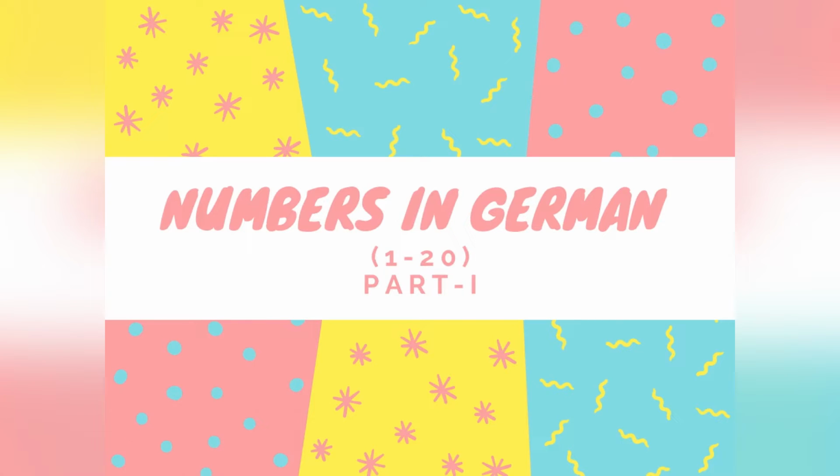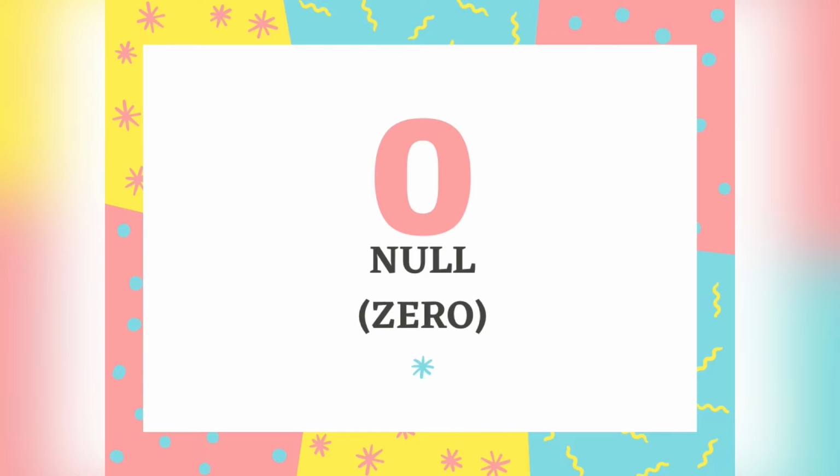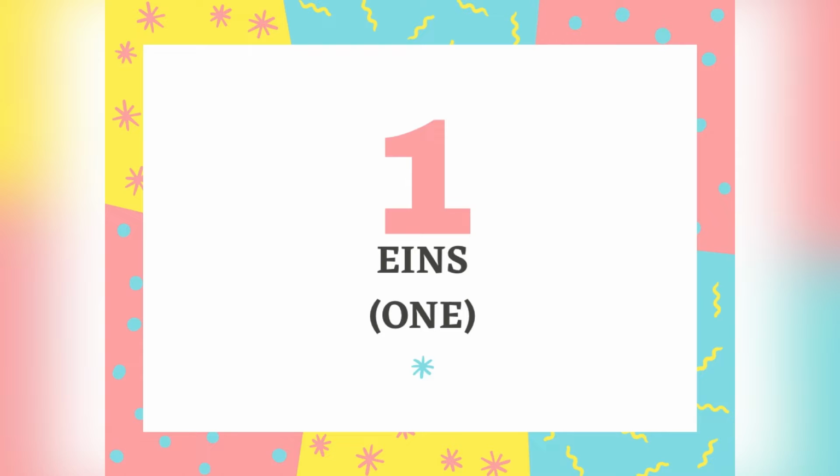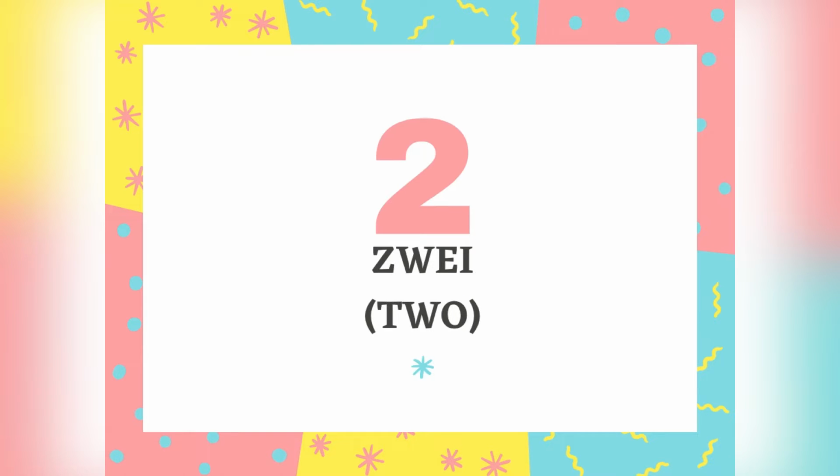Today we'll do numbers in German. This is just the first part from 1 to 20 and more lessons will be coming soon. Null. It is 0 in German. Eins. It is 1 in German. Zwei. It is 2 in German. Now in this Z or Z it gives the sound of S.